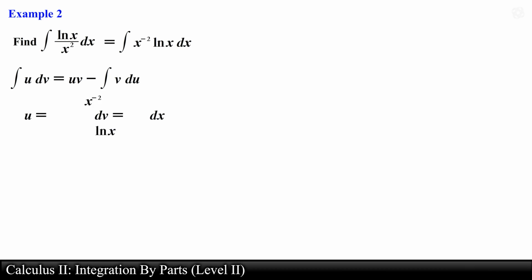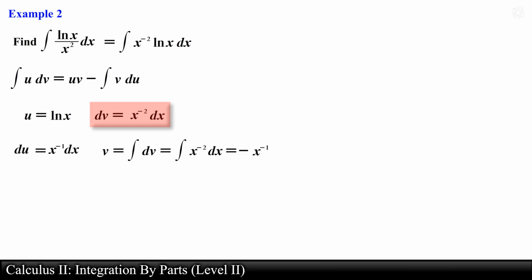Let's reverse them and let u equal the natural log of x and dv equal x to the power of negative 2. Having assigned u, we take the derivative with respect to x, which is equal to 1 over x. Then we solve for the differential du and obtain 1 over x dx, or written another way as x to the negative 1 dx. Likewise, having assigned dv, we integrate it and obtain v, which is equal to negative x to the negative 1.